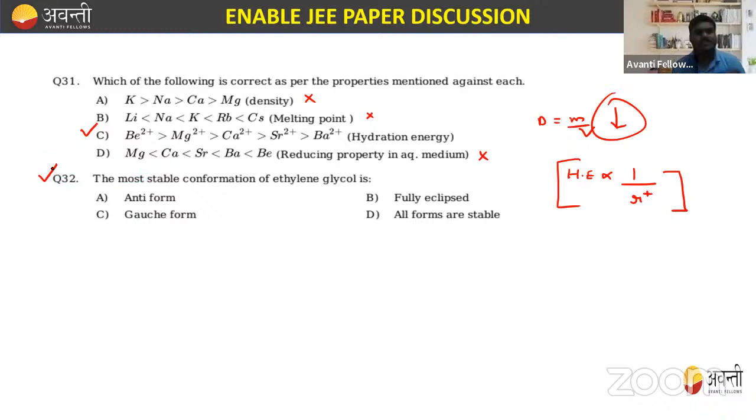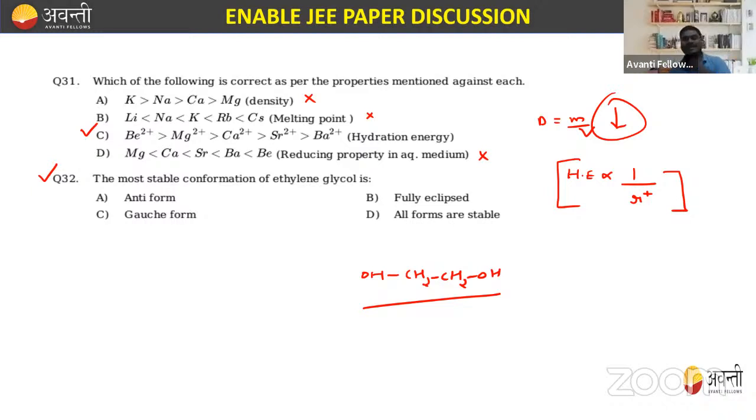Okay. Next, move to question number 32. That is the most stable conformation of ethylene glycol. What is ethylene glycol, dear student? That is OH, CH2, CH2, and OH. And this question asks for the most stable conformation of ethylene glycol. That is anti form, fully eclipsed form, gauche form, or all forms are stable.